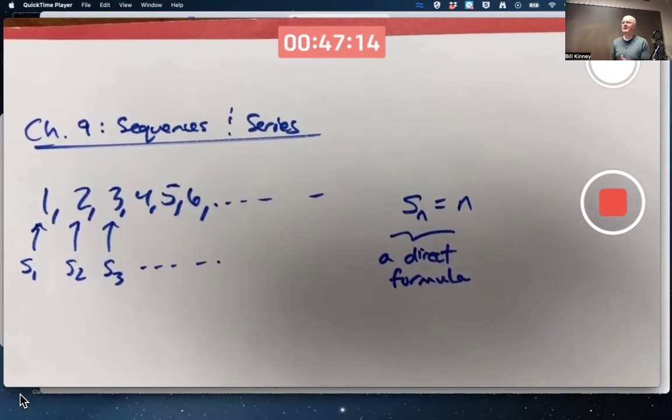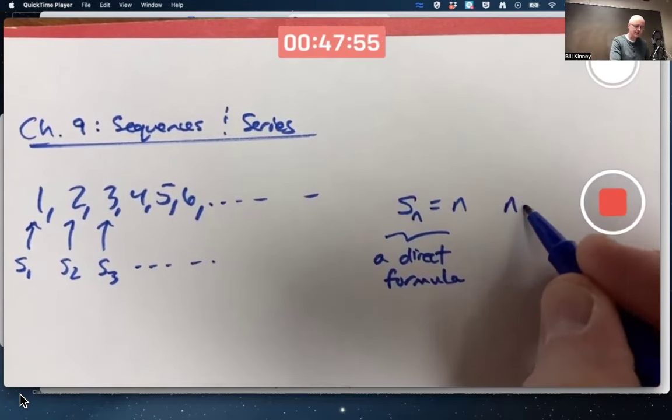The reason is because there's going to be indirect formulas as well. Just like with functions, sometimes there are explicit functions where y is solved for, and there are implicit functions where y is not solved for. So with sequences, there are direct formulas where S sub n has a simple formula, you might say, involving n, and indirect formulas where S sub n might depend on S sub n minus 1, or maybe even S sub n minus 2, or maybe even both, or maybe even other strange things.